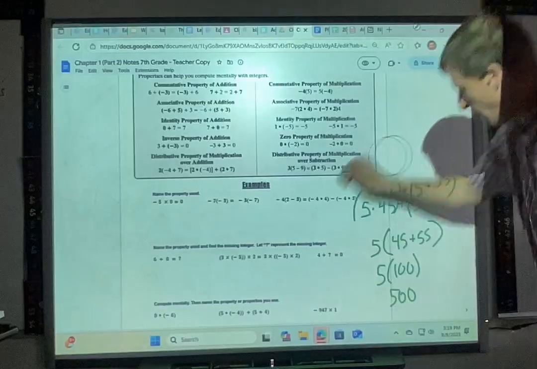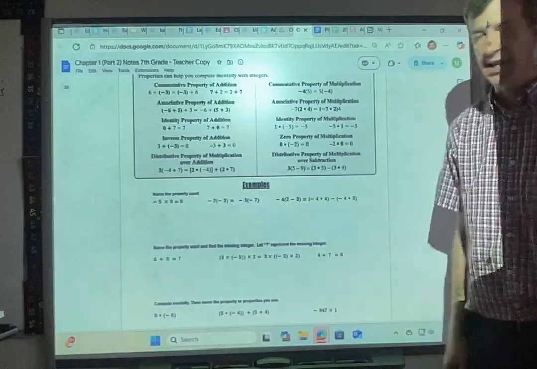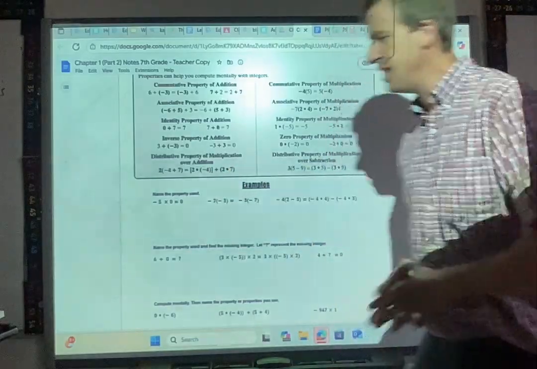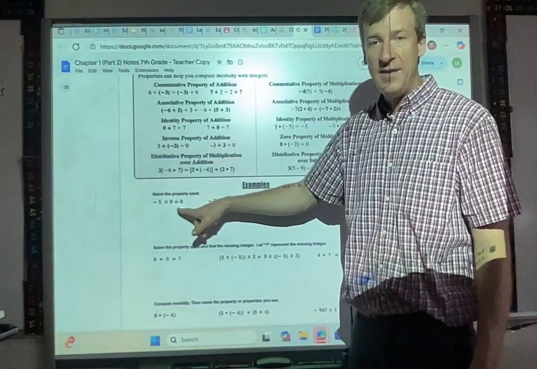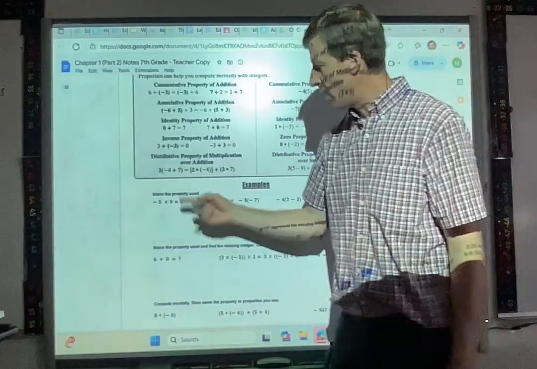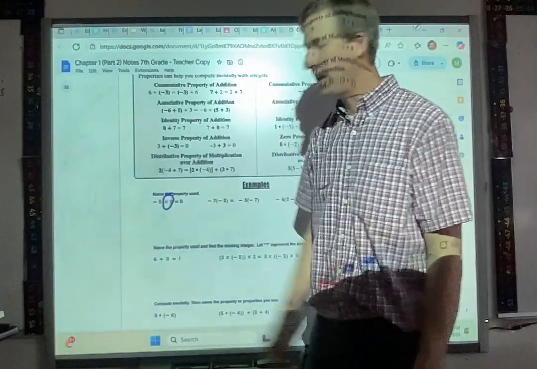Okay, down on the bottom we've got some samples. Notice the language here is just like out of the textbook. So these are problems you have to do for today. First thing says name the property used. So I'm looking at this -5 times 0 equals 0 and trying to figure out where it comes from up here. A couple things to look for: -5 times 0 equals 0. We're doing multiplication, right?